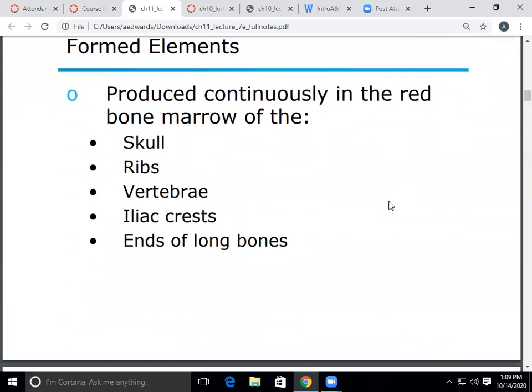All right, let's talk more about those formed elements. So where are they made? They're made in your red bone marrow. Okay, so remember we talked about skeletal system and that medullary cavity. Okay, so I'm tying back to things you studied before, so when we get back to the final exam, you'll be able to connect dots a little bit better, right? So specifically in the red bone marrow, in the ribs, skull, vertebrae, iliac crest, and the ends of long bones.